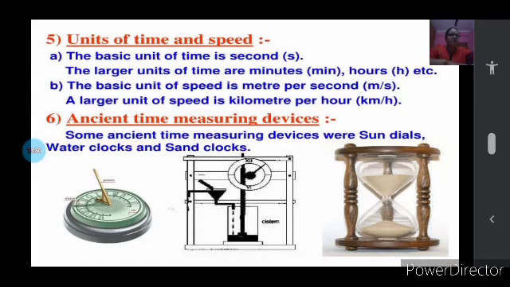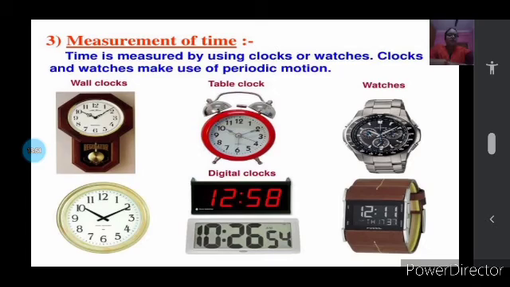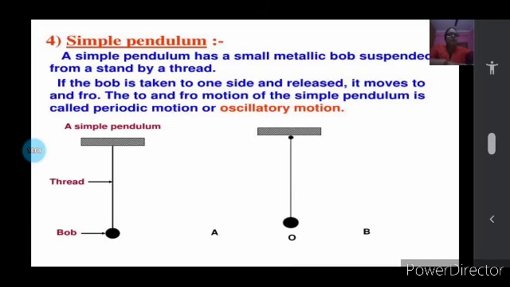So for accurate measurement, later on, as I told, we now use different types of watches to measure the time, but all of them work under the principle of periodic motion. So let us have a clear idea about periodic motion. When will you say an object is under periodic motion? When it is repeating itself at regular intervals of time. When it is repeating at regular intervals of time, then we say it is under periodic motion.